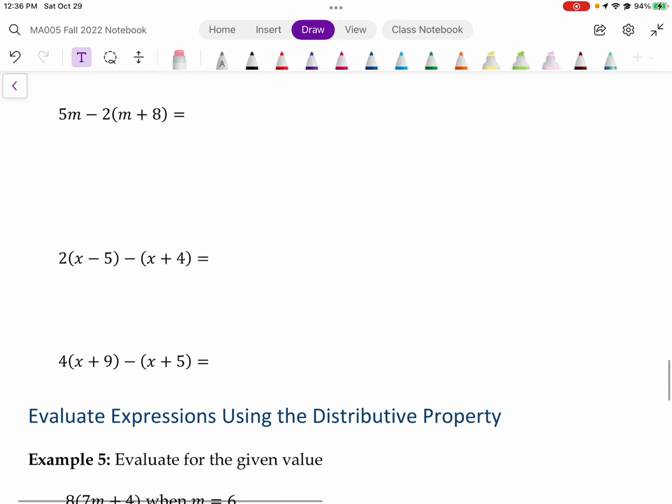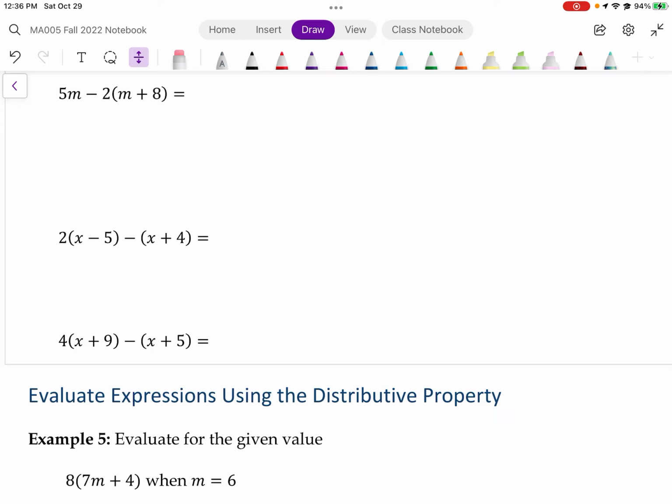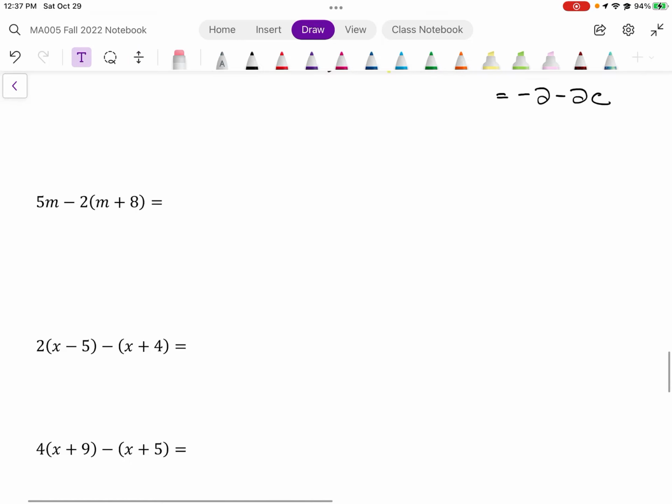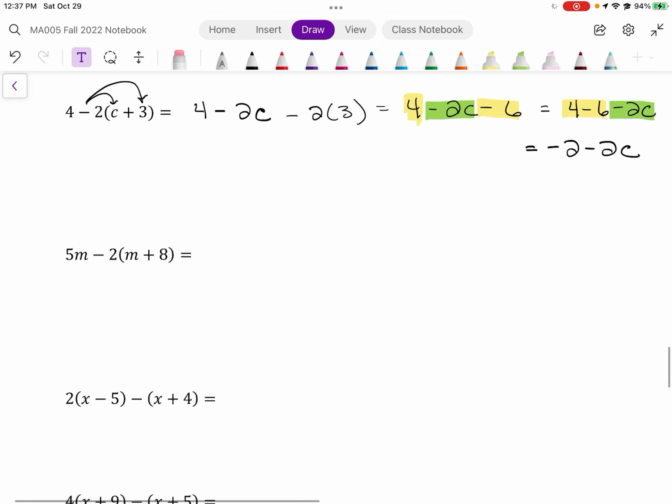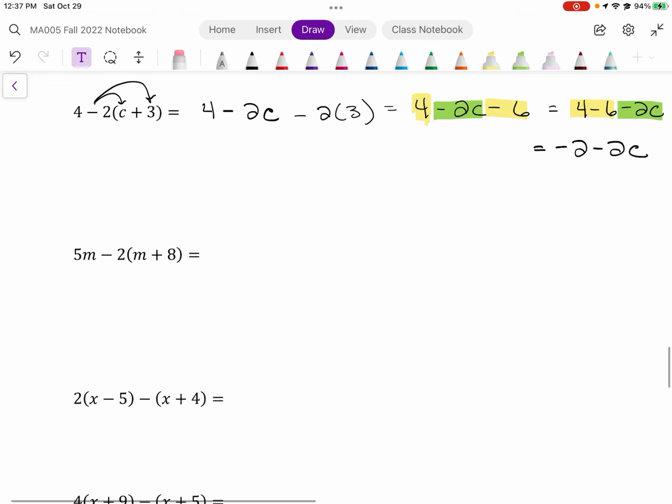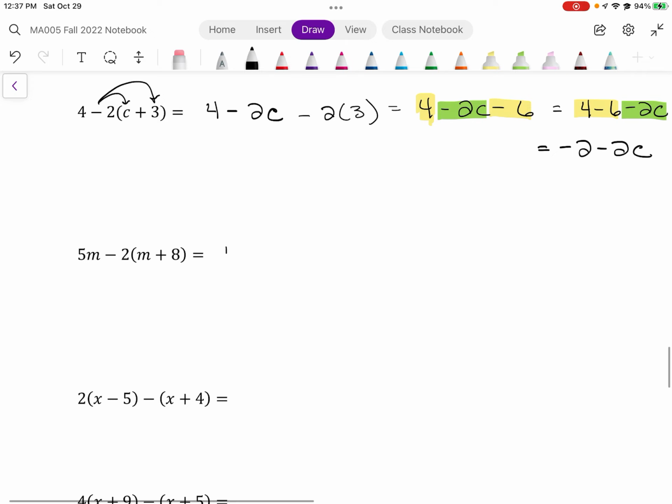Okay, so let's try looking at this next problem here. 5m minus 2 times m plus 8. All right, so the 5m is out there all by itself. It's not multiplied by anything, so I'm just going to rewrite it. Now I've got minus 2 times m, that's minus 2m. And then I've got minus 2 times 8, that's minus 16. 2 times 8 is 16.